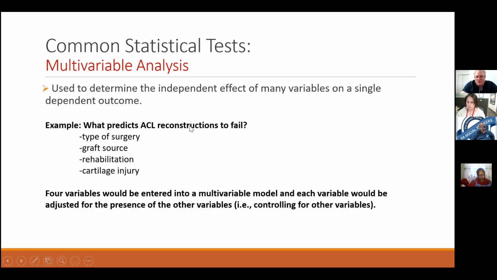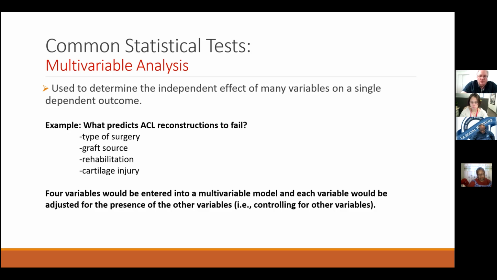So my outcome is still, did the ACL reconstruction fail, yes or no? But these are the predictors in the model. It's always good to have a primary predictor of interest. So when you're writing up your protocol, your primary aim would say, does the type of surgery you receive impact your ACL reconstruction failure rate?